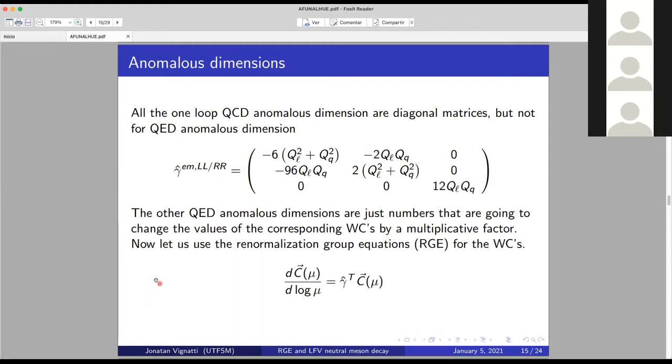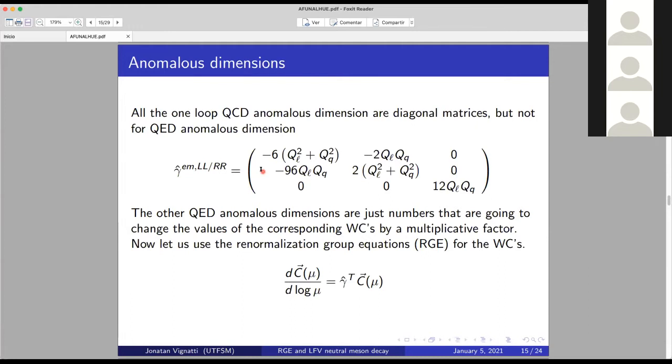For example, this one for QED corrections in the chirally defined basis, left-left, right-right, has this form. The other QED anomalous dimensions are just numbers. But in the mixing, we can say that this matrix is important because the elements that are off the diagonal represent the mixing under renormalization. This comes from operator mixing, and this is going to enhance the coefficients that were calculated before.